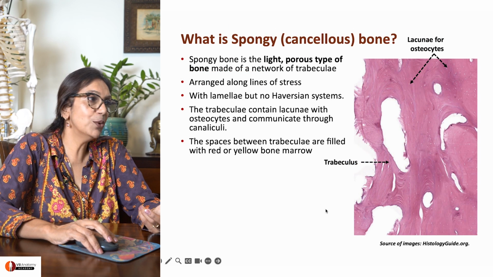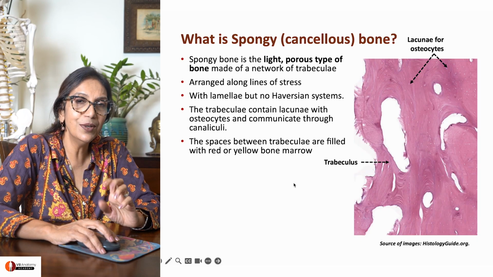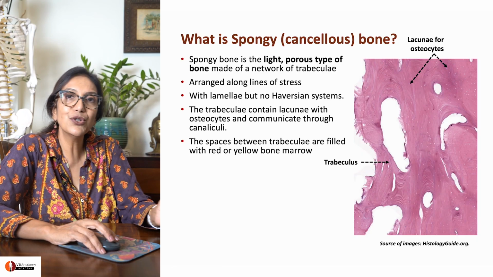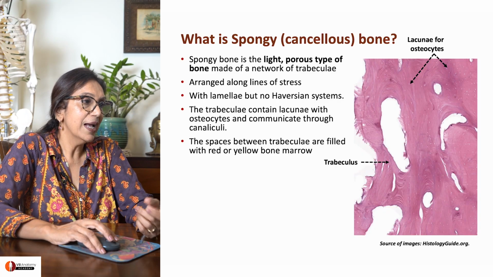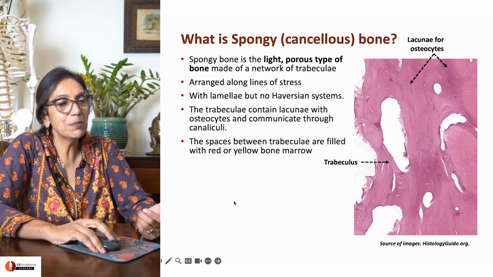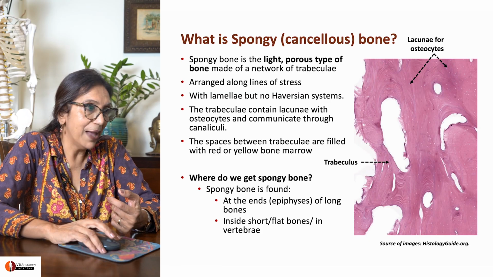What is spongy bone? Spongy bone is that which is found at the ends of bone. It does not have Haversian system. Of course, does have osteocytes in lacunae, and the spaces in between the trabeculae contains bone marrow. Okay.